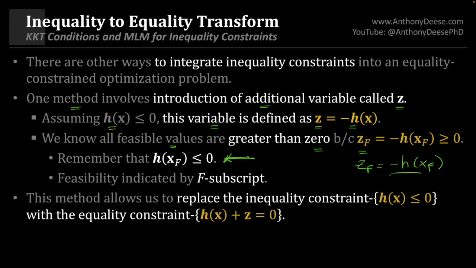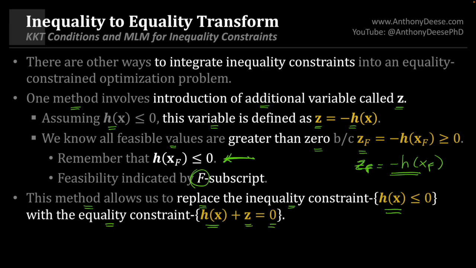So we reverse the sign, and we end up with a value of z_f that must be greater than or equal to 0. And again, the f subscript just refers to it being a feasible state. So this method, as compared to KKT, allows us to replace the inequality constraint h of x is less than or equal to 0 with an equality type constraint that reads h of x plus z is equal to 0.